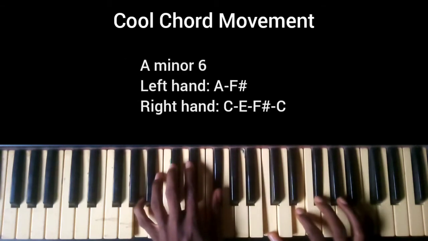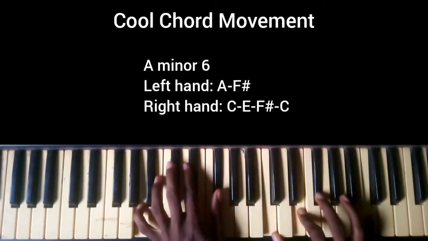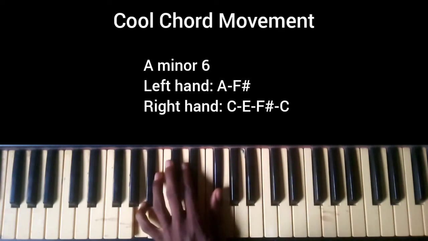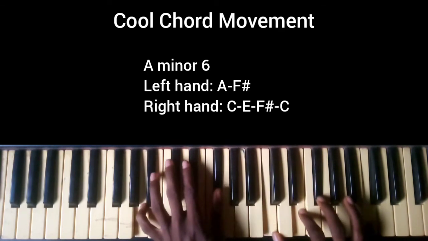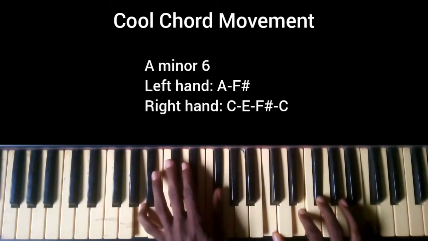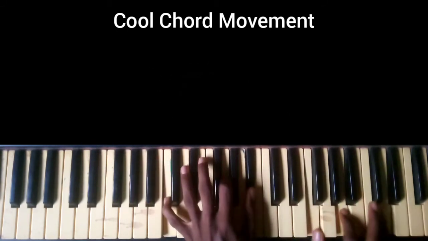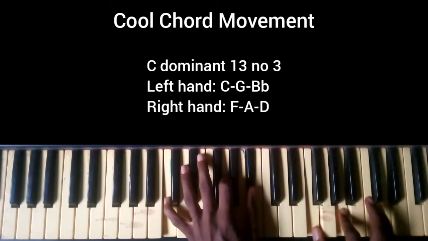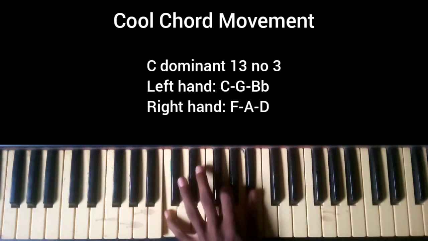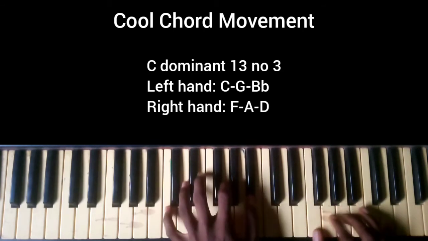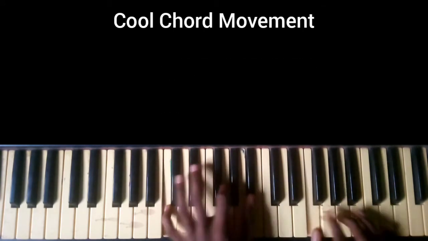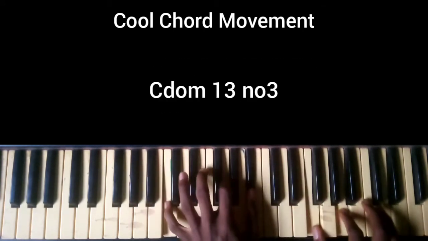I started off with the A minor 6 chord. I had A, F sharp on my left hand, then C, E, F sharp, C on my right hand. So that's the A minor 6. Then the next chord I went to was a C dominant 13, note 3. I played C, G, B flat on my left hand, then F, A, D on my right hand.